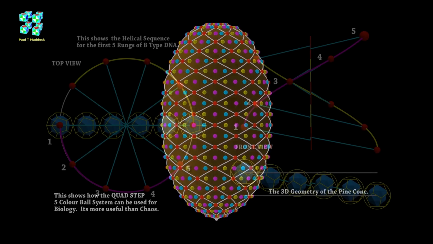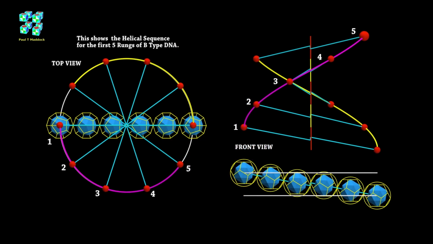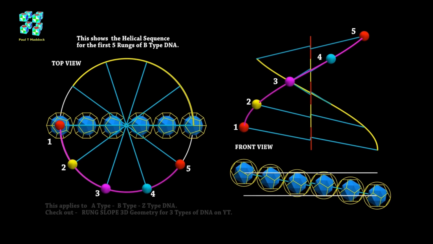Now look at this section of B-type DNA. I show little red balls in the sequence of rotation of the rungs. Let's hide the red balls and bring in the colored balls. Now look at this. It starts with the red ball, then it goes to the yellow ball, then to the purple ball, then to the cyan ball, and it returns again to the red ball. Now this 4-angle sequence between 5 colored balls can be used for the 3 types of DNA.